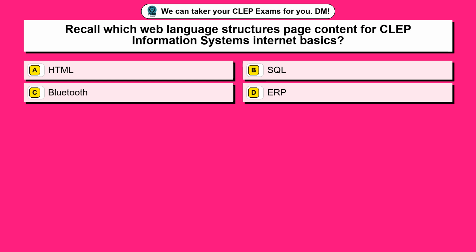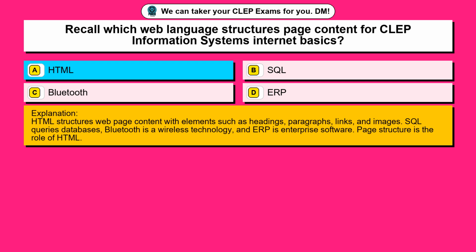Question 34. Recall which web language structures page content for CLEP Information Systems Internet Basics. Option A, HTML. Option B, SQL. Option C, Bluetooth. Option D, ERP. The correct answer is option A, HTML. HTML structures web page content with elements such as headings, paragraphs, links, and images. SQL queries databases. Bluetooth is a wireless technology, and ERP is enterprise software. Page structure is the role of HTML.